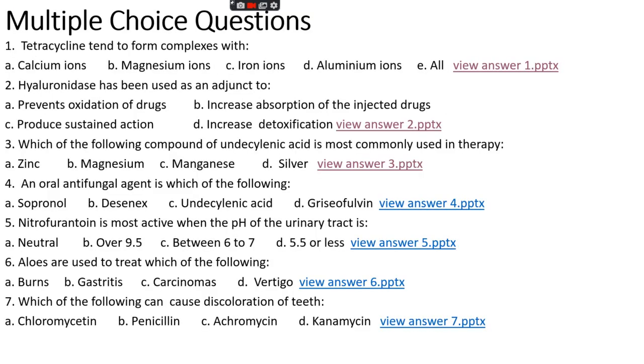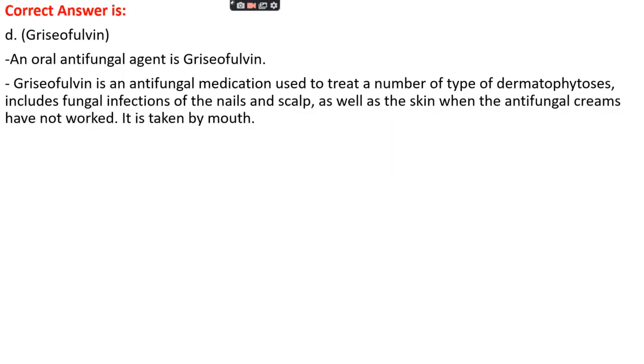Okay. Question number four. An oral antifungal agent is which of the following? Option A, sopronol; option B, Decinex; option C, undecylenic acid; or option D, griseofulvin. The right answer is option D, that is griseofulvin. Okay. An oral antifungal agent is griseofulvin.